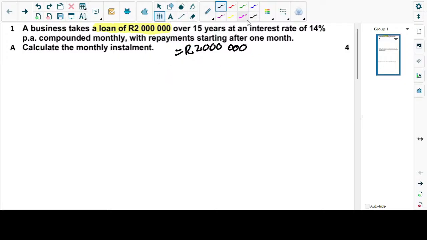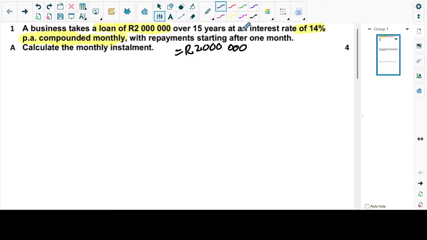So we take out a loan. We're not investing, we're taking out a loan. You can continue with our statement. It says over 15 years at an interest rate of 14% per annum compounded monthly. Another keyword: 14% per annum compounded monthly. So this is a loan, but they say compounded monthly.